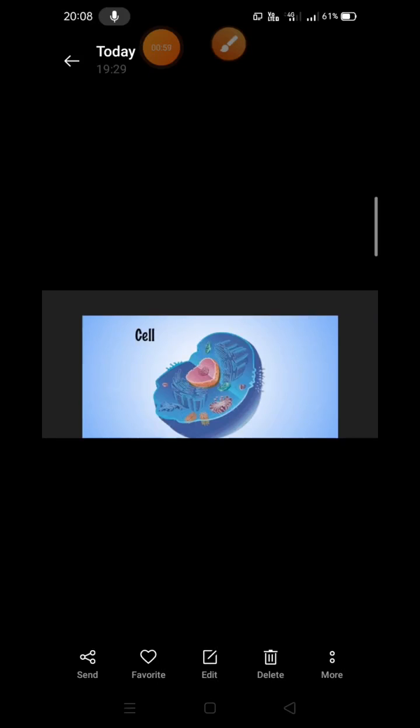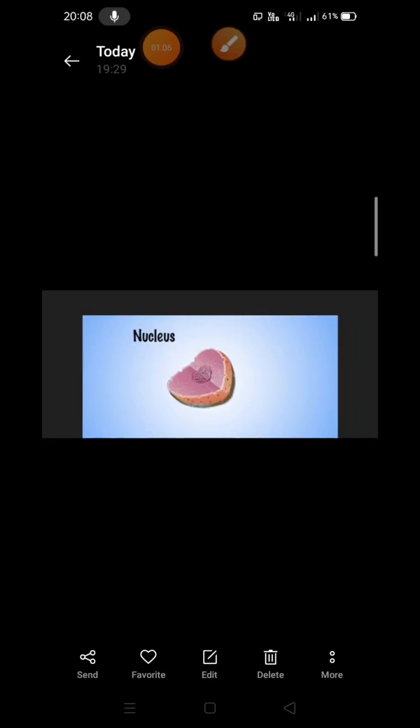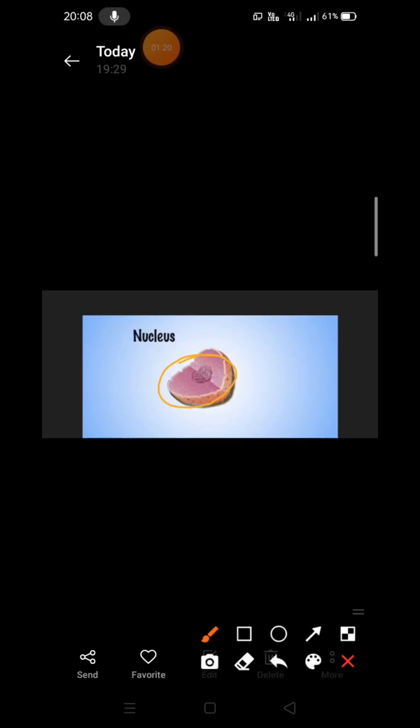Now, if we talk about a eukaryotic cell, it has a well defined nucleus which is present in the center of the cell and which controls all the activities of a cell. This nucleus has a nuclear membrane which is shown here. This is the nuclear membrane, and inside it has nucleolus.